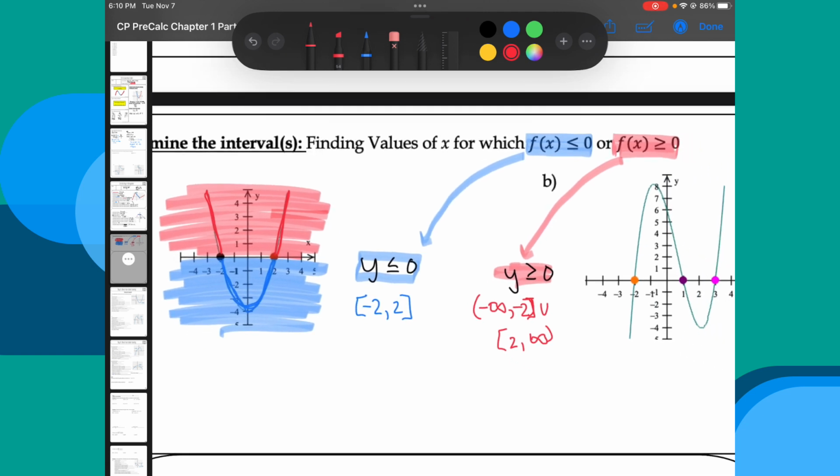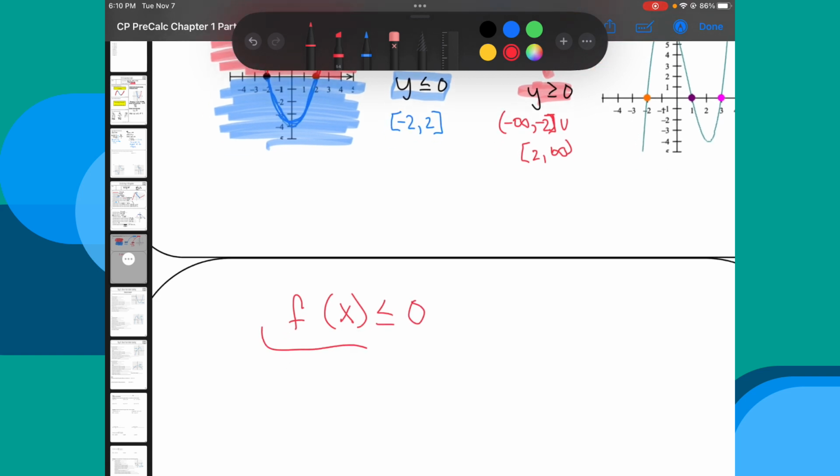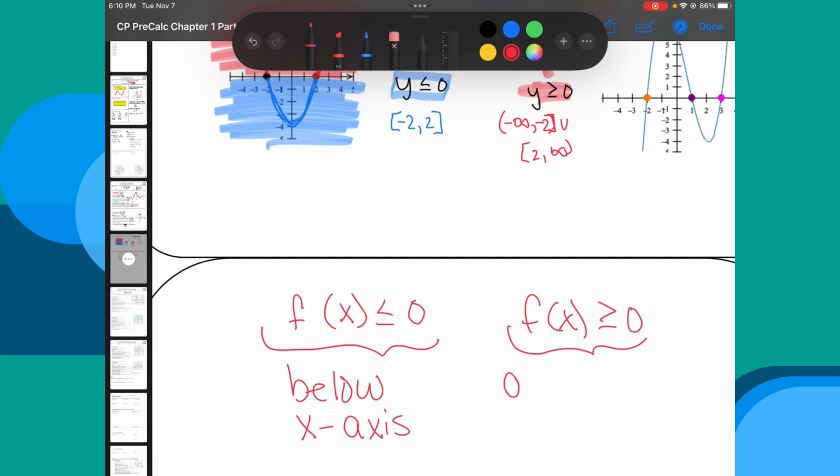Okay. This notation, I'll write it down here. f of x is less than or equal to 0. This is asking when we are below the x-axis. You could think about it like this. And f of x is greater than 0. This is the intervals that we are above the x-axis.